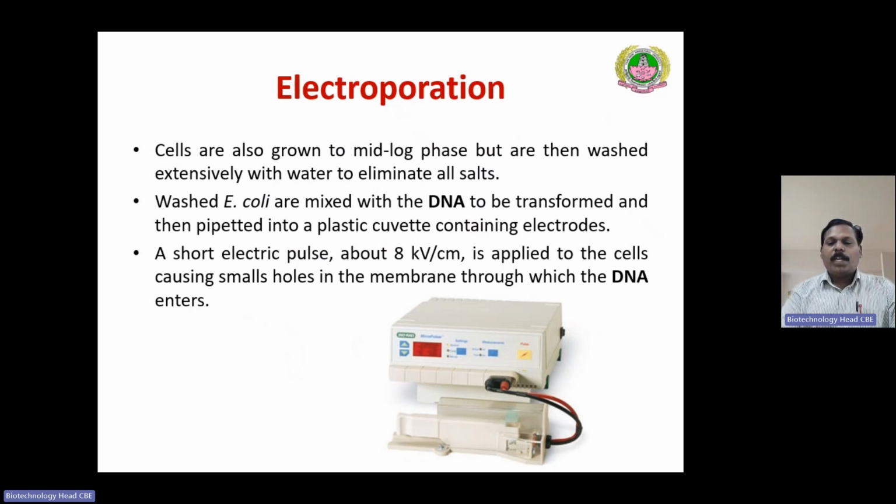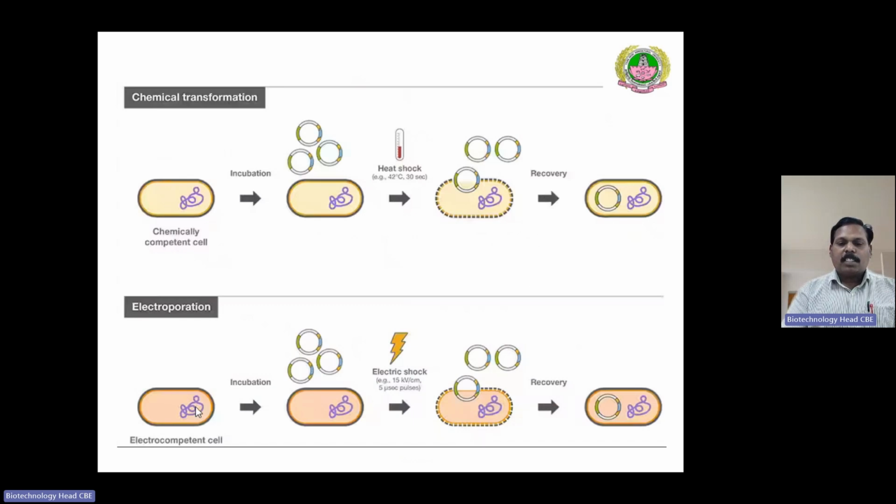They have a cuvette-like system which would be connected to electrodes, and upon application of a short electric pulse at about 8 kilovolt per centimeter, the cells which are applied with the electric shock would develop small holes in the cell membrane due to the short electric impulse, that would allow the foreign DNA or recombinant DNA to enter into the bacterial cells. Here you can see the comparison of chemical transformation and the electroporation procedures.